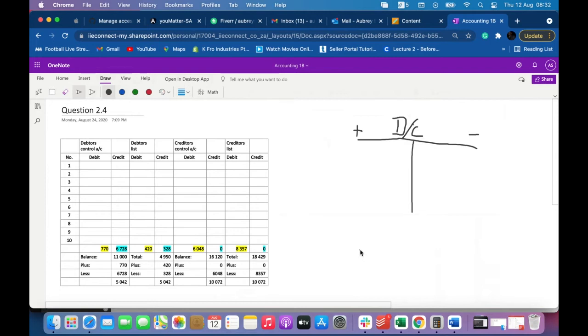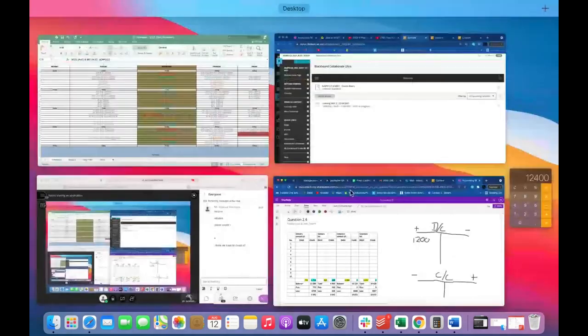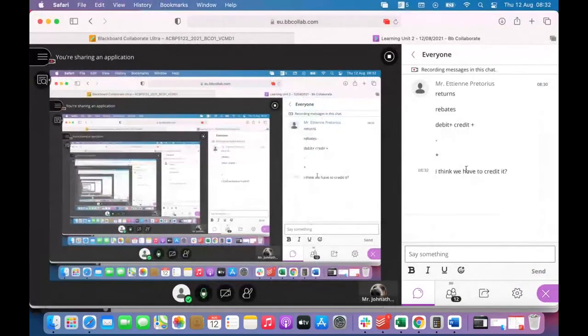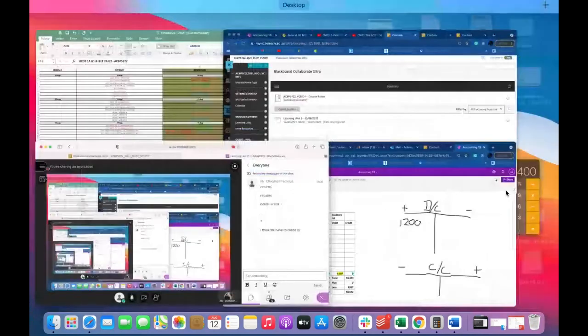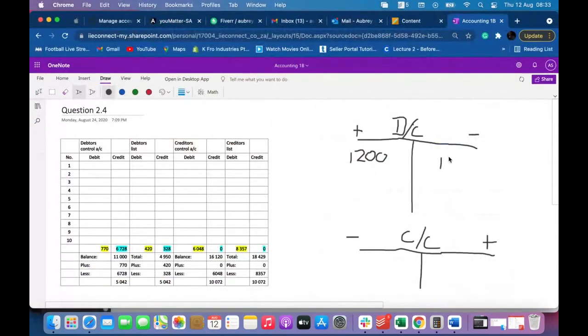Might as well make one for the creditors control, because we'll probably use it at some point. Remember it's a liability, so it increases on the credit side and decreases on the debit side. So here we're saying that we have this 1.2, which was a return. It's not supposed to be here. So what do we need to do to rectify this? Somebody tell me there in the chat. Yes, we have to credit it. So let's do that then. Let's credit it. So we credit 1.2.